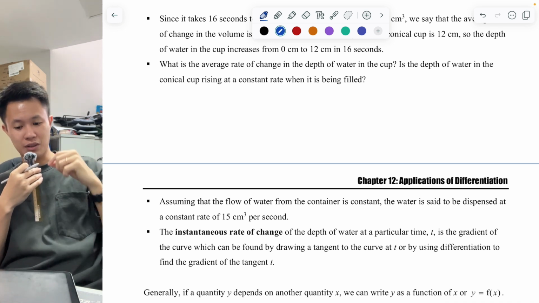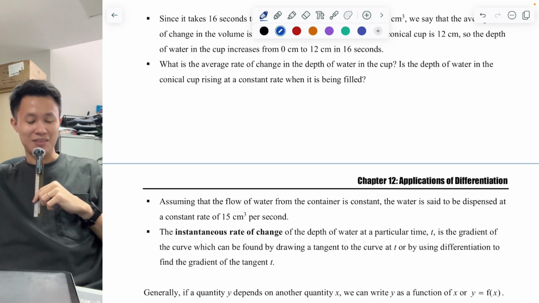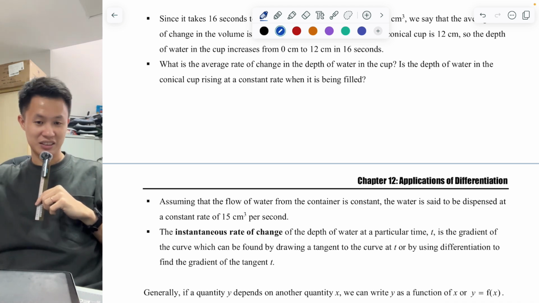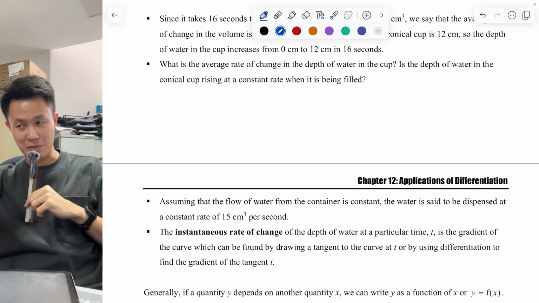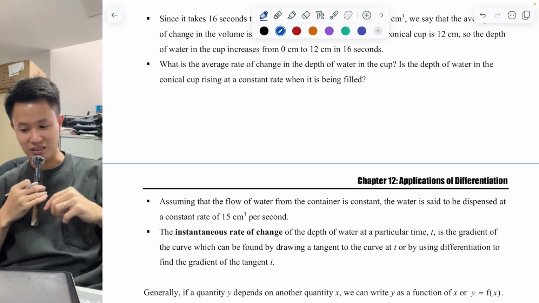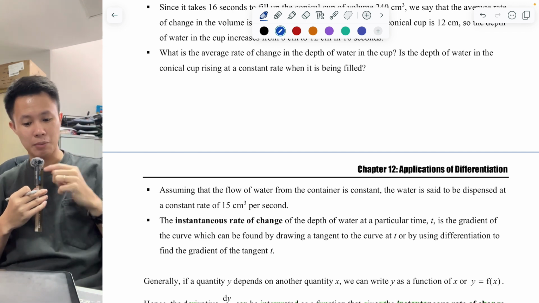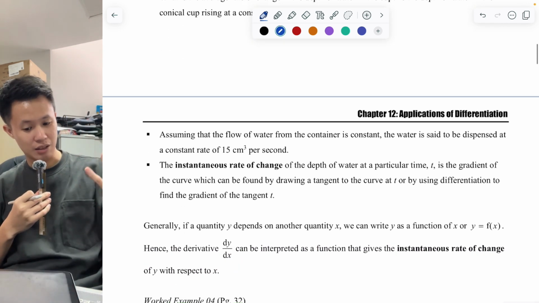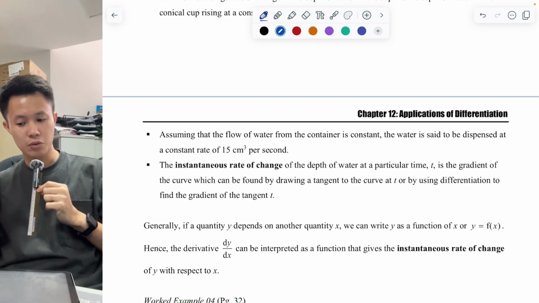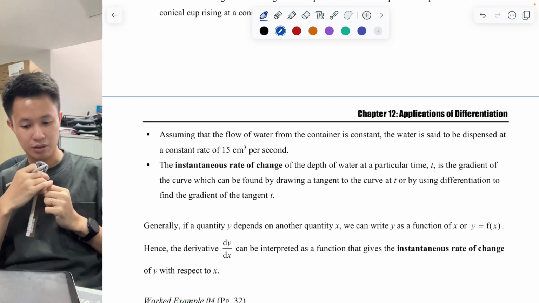So we're going to assume that we can somewhat freeze time, and let's say at a particular time between 0 to 16 seconds, maybe I can freeze time at 8 seconds, and I can figure out the gradient by drawing a tangent to the curve, or by using differentiation to find the gradient of the tangent. Okay, so we're going to let the tangent.